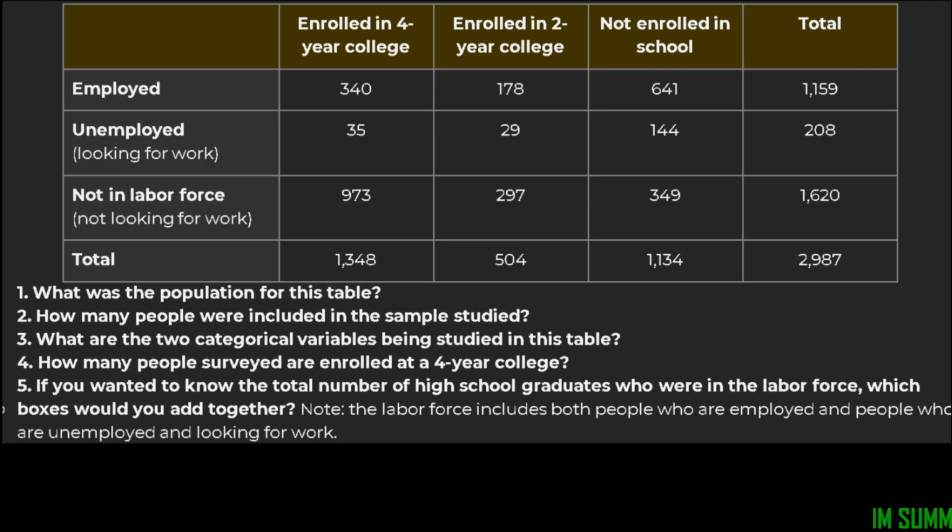So for number 1, it says what is the population for this table. That's going to be what is the total. We're going to say that's going to be the recent high school graduates that are entering into these different situations. Then for number 2, it says how many people were included in the sample study. So the total sample size is going to be 2,987.